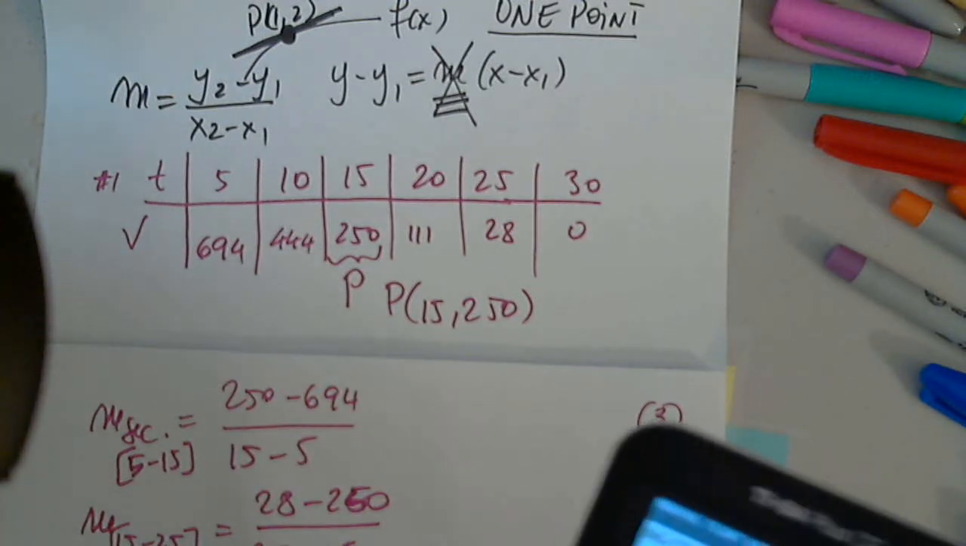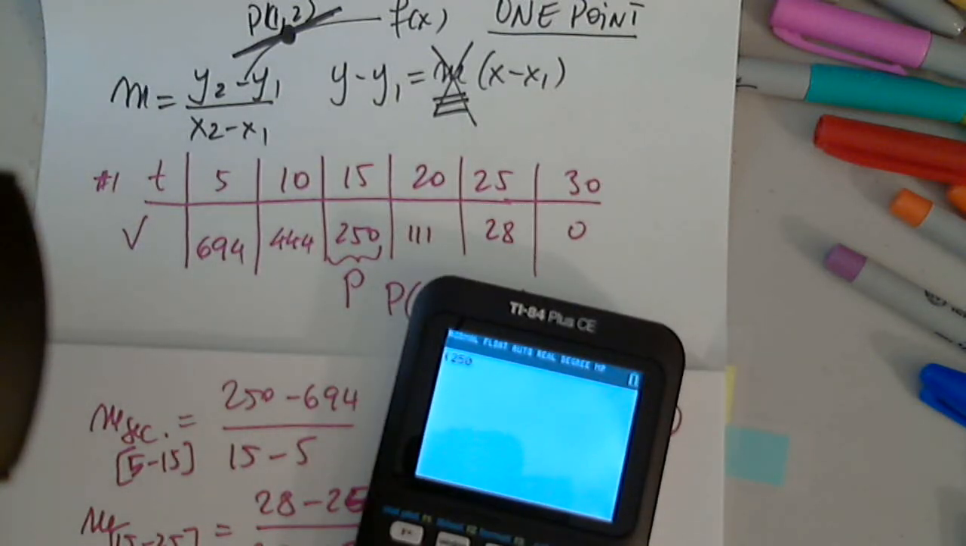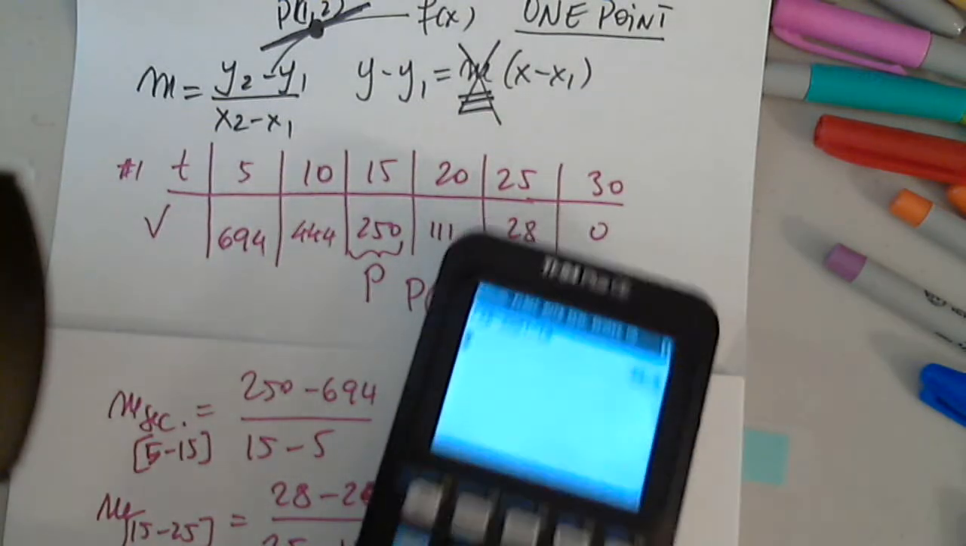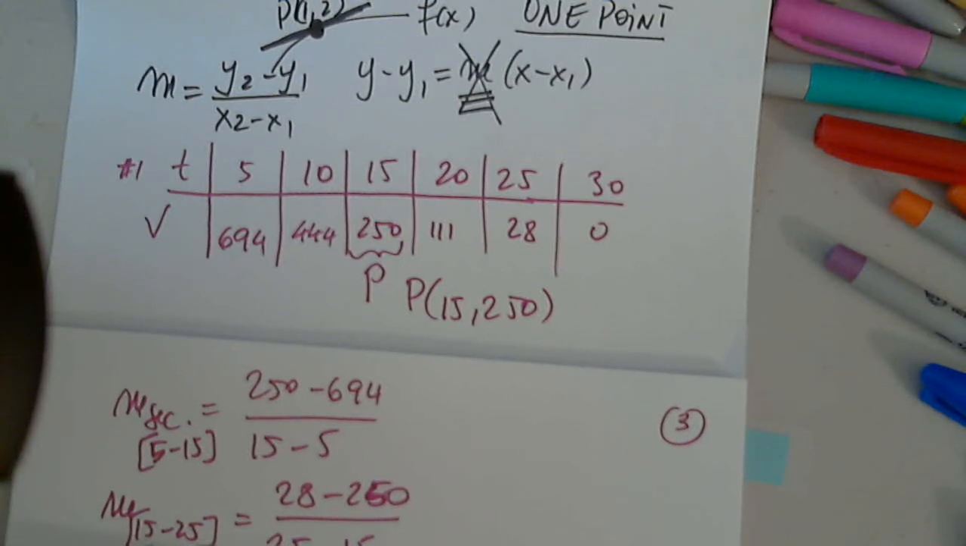I'm not going to share my screen with that because this is just too easy. So I have 250 minus 694 and divide by 10. And then the other one is 28. Don't forget parentheses. 28 minus 250. Close the parenthesis and divide by 10 again. So the first one, oh, why did the first one disappear? 250 minus 694. And let me know what you get.